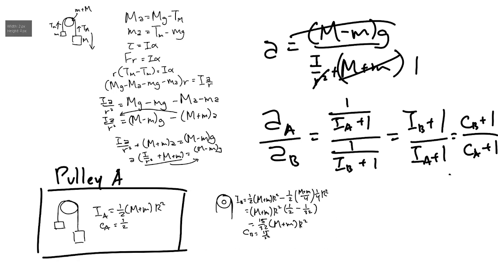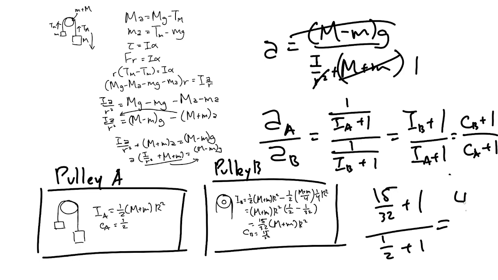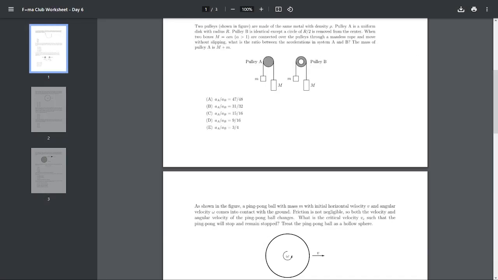Anyways, this is for pulley B, right? So we have our constants here. We can just plug these in. So this means that our ratio is going to be 15 over 32 plus 1, divided by 1 over 2 plus 1. And if we were to simplify this, we will get 47 over 48. And finally, if we look back, we see that we get option A, which is 47 over 48.